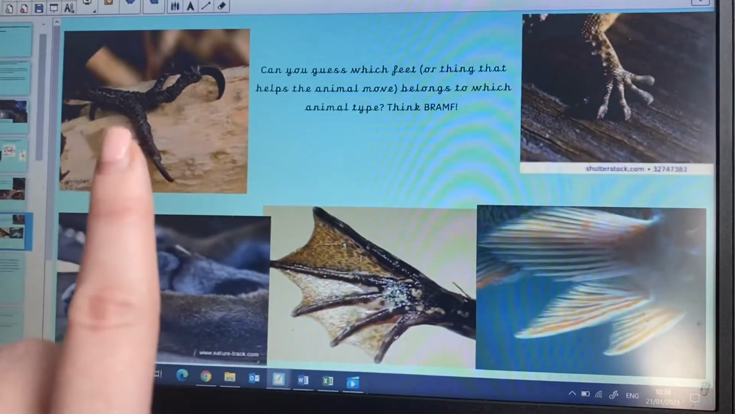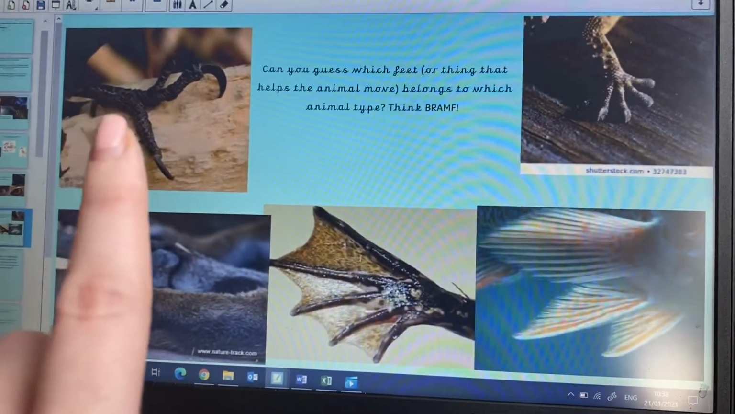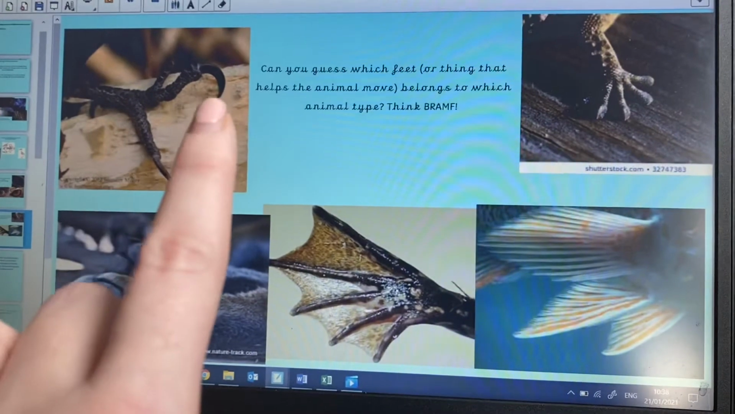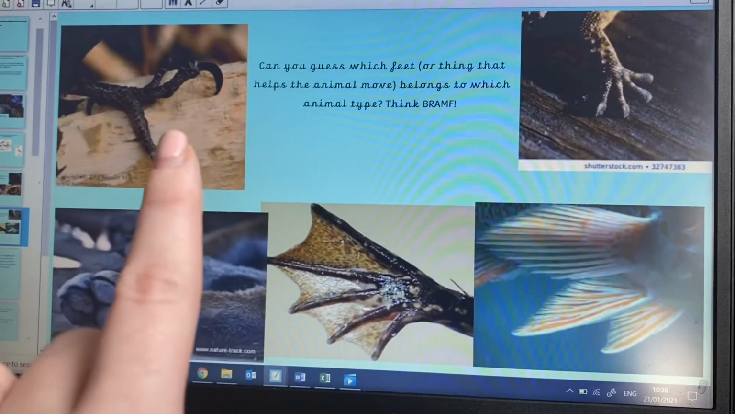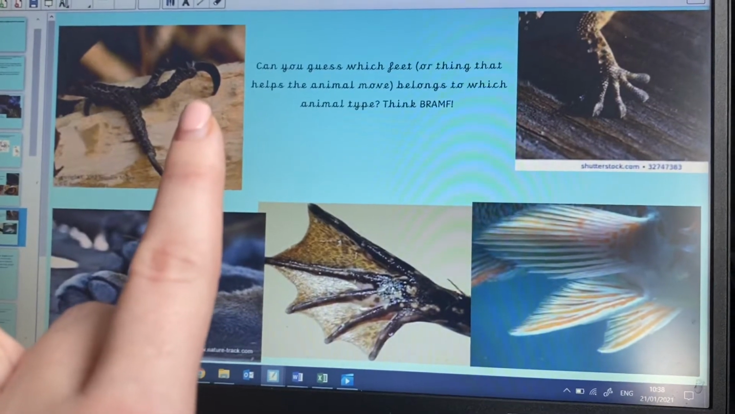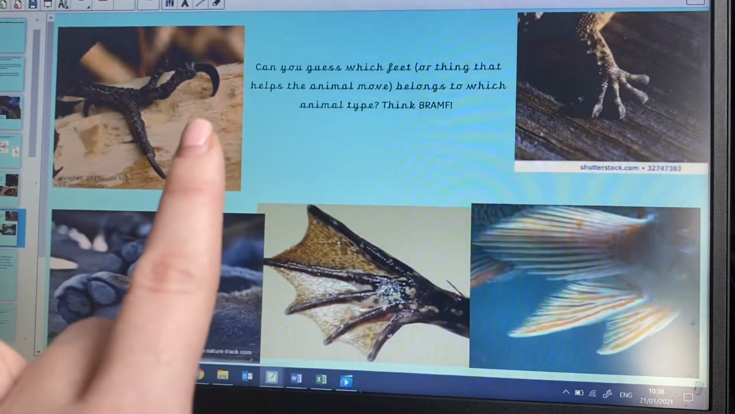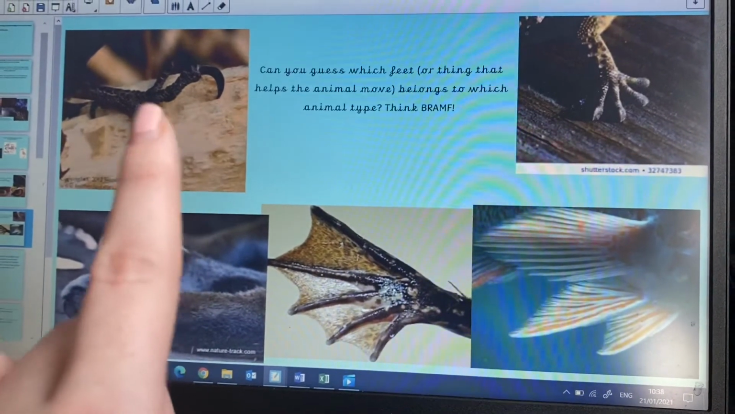Next, I'm going to go with this one. And I think this one must be a bird because it's got the talons that help it hold on to the, well, wherever it lands. Also in birds of prey, it helps them pick up their prey as well. It might help them pick up a mouse or something. So I think this one must be a bird.